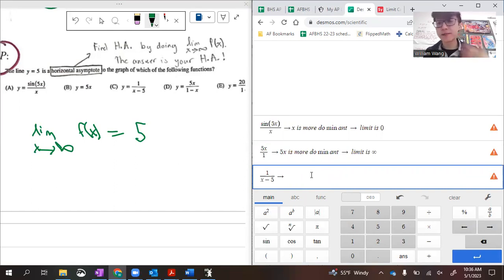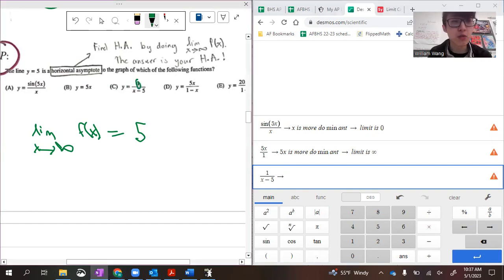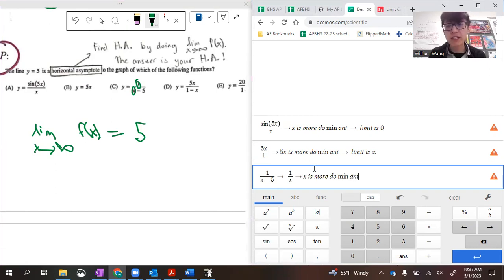Well, which one's more dominant? It's obviously not going to be 1. X minus 5 is more dominant. Or actually, in this case, let's write this out. First, I just focus on my most dominant terms, which is 1 and just x. So I can actually eliminate the 5. Just ignore the 5. So it's 1 over x. x is more dominant. If the denominator is more dominant, that means the limit is 0.